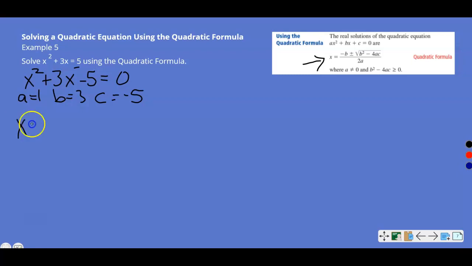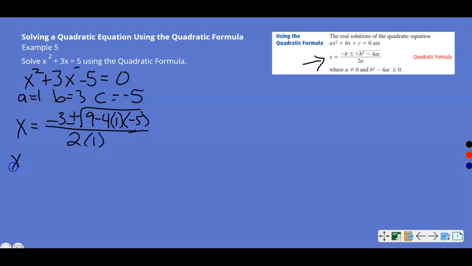So we're going to have x equals -b, so that's going to be -3, plus or minus the square root of b squared. 3 squared is 9, minus 4 times a times c. And all of that's over 2a. And we're just going to simplify.